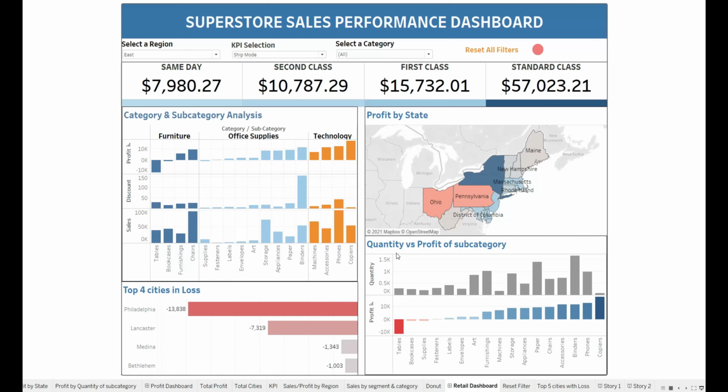Now, in quantity versus profit, we can see that for tables, the quantity is also very low. So, we can actually imply that the demand of tables as well as the sale of tables is not that much good. So the demand and supply is not good in the table subcategory. So I would recommend to completely remove it.